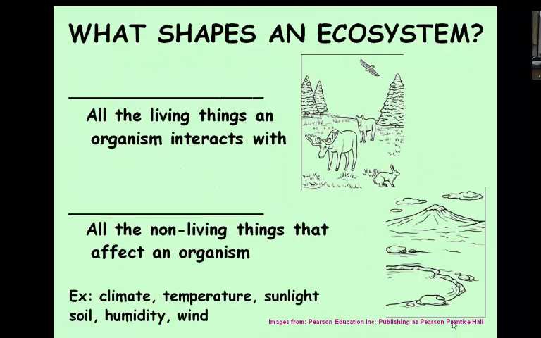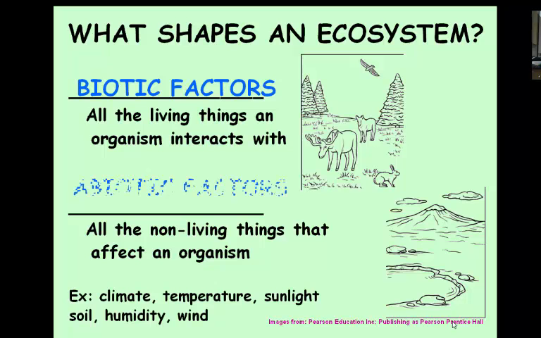Okay, so what shapes an ecosystem? Some of the things that shape it are the biotic factors, so all the living things within the ecosystem. Bio meaning, again, life. So the living factors within that ecosystem. Also the non-living factors that affect an organism, so the climate, temperature, sunlight. We would call those our abiotic factors.